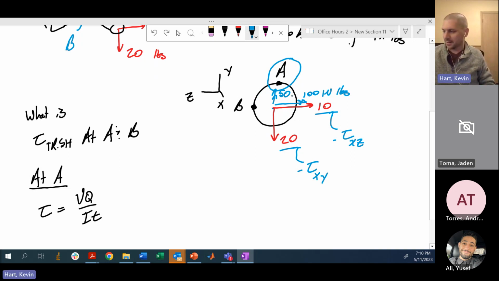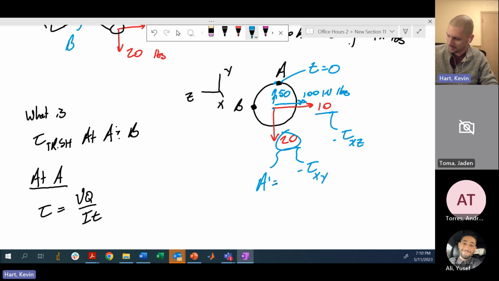Now, in the case of the 20 pounds, when it comes to point A, I would want to try to do that exact same thing. At A, I want to draw a line perpendicular to this force at my point of interest. In that case, my line is basically 0. I have no width to move across. So if you're looking at the contribution of the 20 pounds, your A prime is 0 for the Q calculation. So tau xy is 0. You comfortable with that?